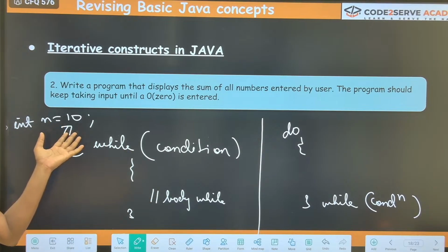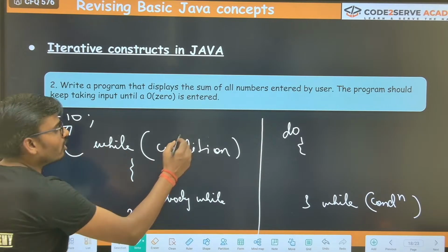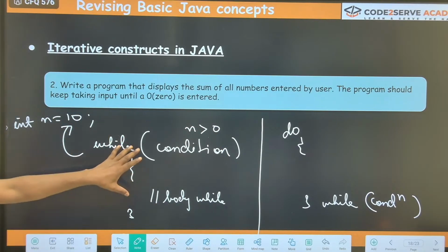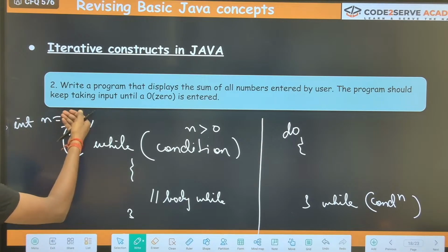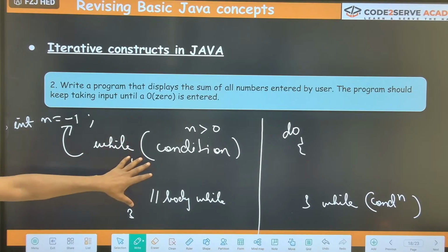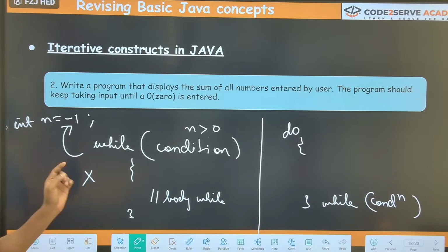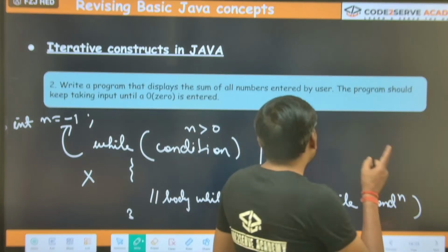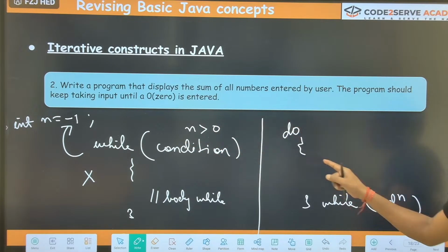Suppose I give you the logic, until this number is greater than 0, you always execute this part. But suppose this number itself is -1. So this becomes false, and this loop will not execute, not even once. It will never get executed. But in case of do while, even though your condition is false, still it will run once.